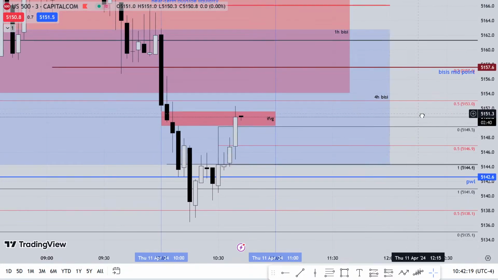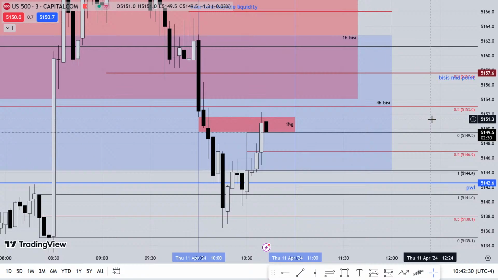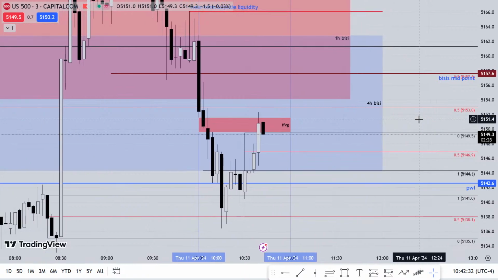So remember the narrative for this inversion fair value gap. We don't want the segment time frame to be seen as a fair value gap.